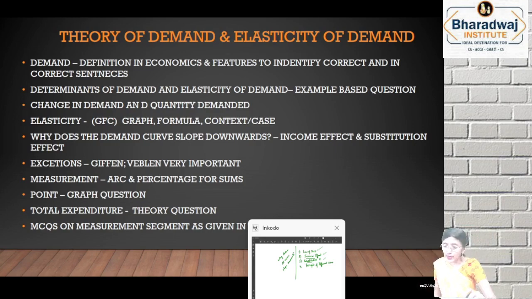Now, of course, why the demand curve slopes downwards and the exceptions I told you. And when it comes to elasticity measurement, please remember the arc method and percentage method are only for sums. The point method is not a sum question, it's a graph question. What is a sum question? What is a graph question? What is a concept-based question I have given here? Are you clear? So here, when it comes to measurement of elasticity of demand, what is happening?